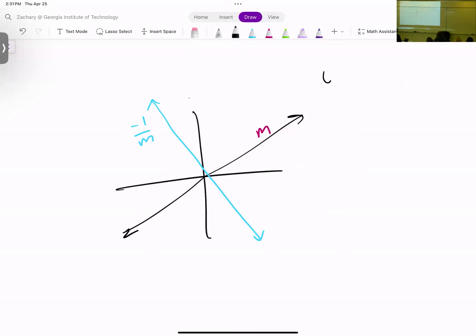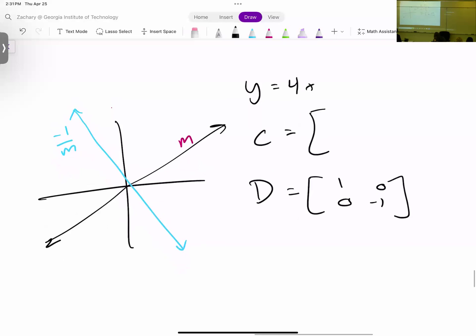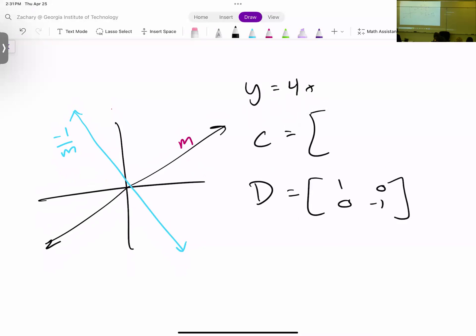So for example, you said y equals 4x. What I would do is I would make a C and a D. Well, I'll do D first. D is my diagonal matrix. It's a reflection, so we have 1 and 0. My one eigenspace is the thing that's on the line, the thing that's not changing as we reflect over. So what is some vector on the line y equals 4x? Give me a point. Almost. What is my x? 1, right? X is 1, y is 4.